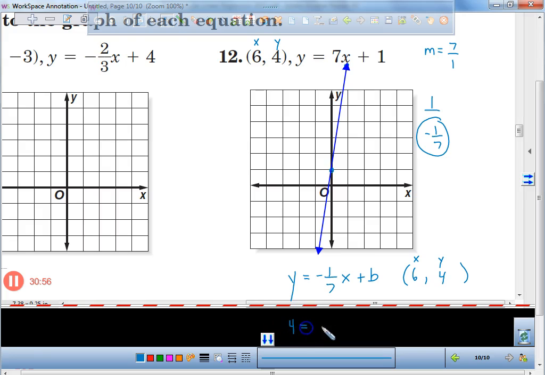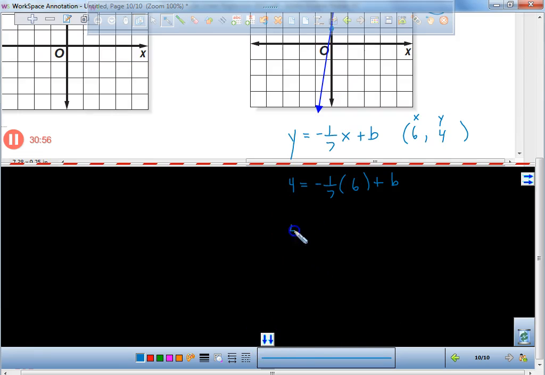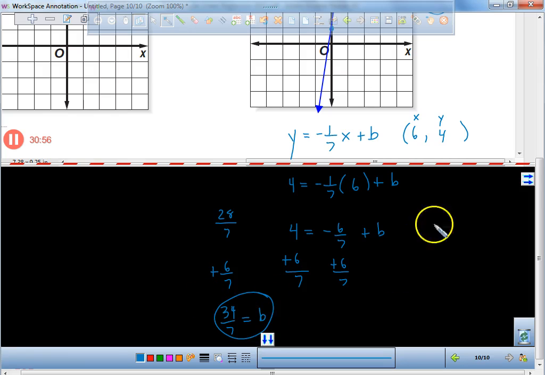I'm going to take a 4. I'm going to plug in a 6. I'm going to solve for b. 4 equals -6/7 plus b. So it looks like I got to add 6/7 to both sides. How do I add 6/7? Well, I'm going to change this to 7s. I'm going to put 28/7, which is 4, plus 6/7, which adds to 34/7. That's an ugly number. So it looks like my y-intercept is 34/7.